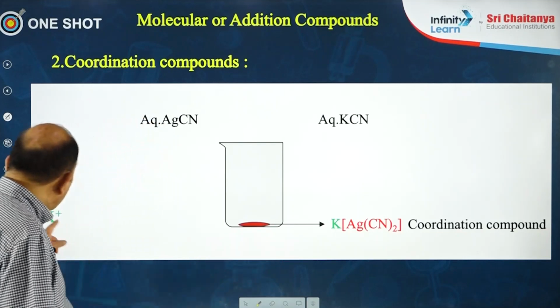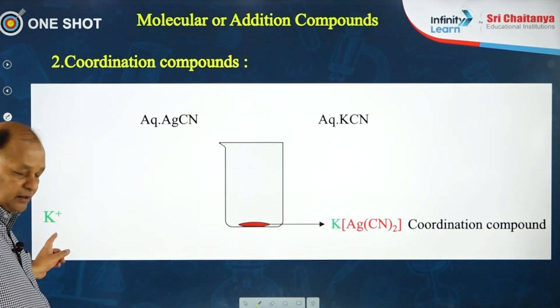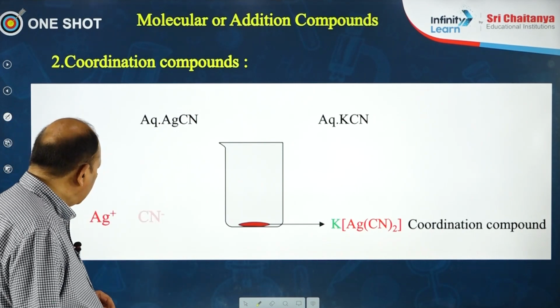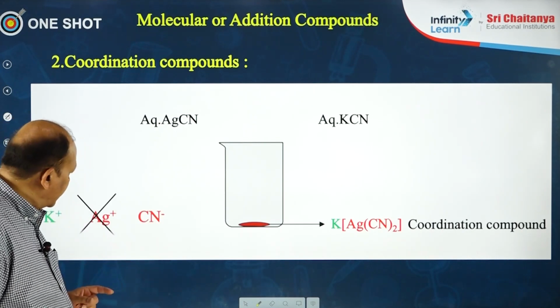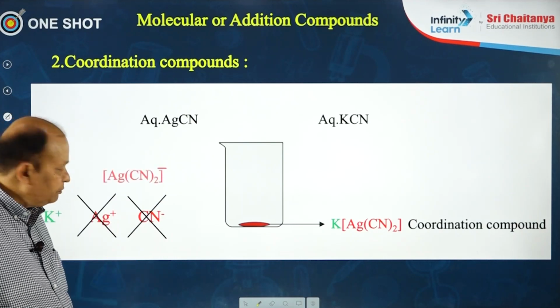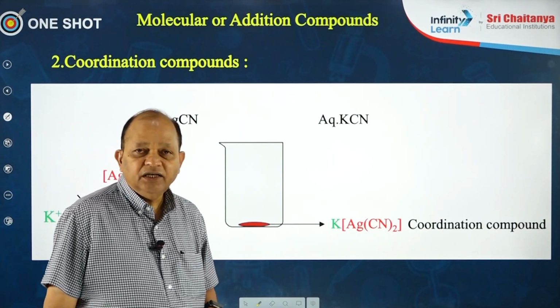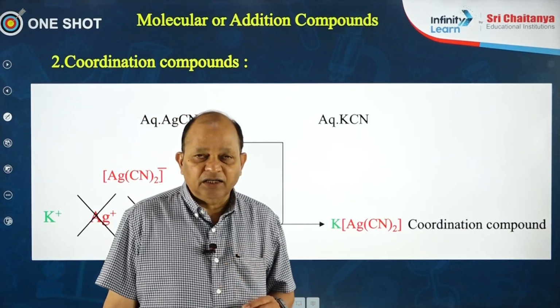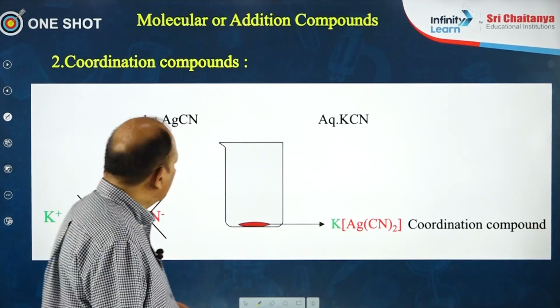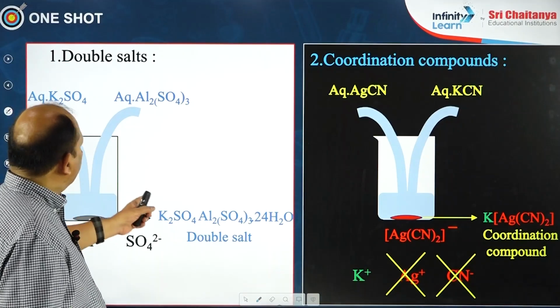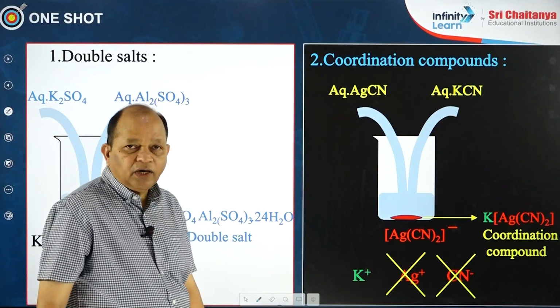Here you will get a positive test for potassium ion, but for silver ion or cyanide ion you do not get the test, because they are involved in the formation of the complex ion. So, these are called coordination compounds. Next, we will have a comparison between double salts and coordination compounds.